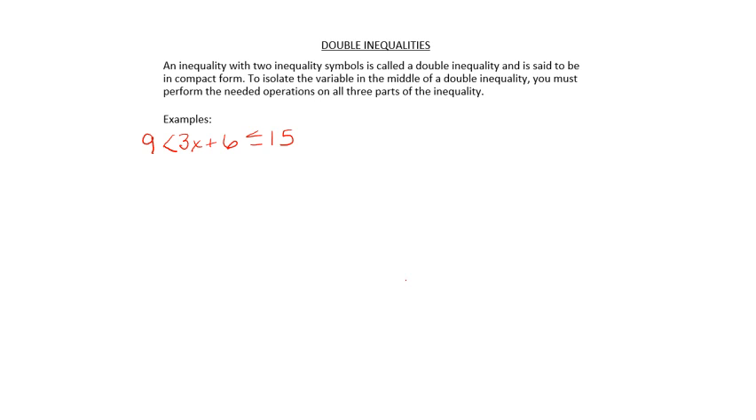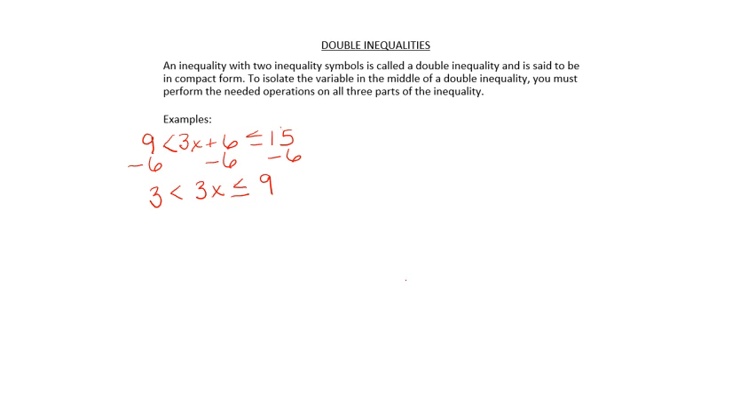Now the trick is to isolate the variable in the middle of a double inequality. You must perform the operations in all three parts. So if I subtract 6 to get rid of it, I've got to subtract 6 here and here. All right, and then I get 3x, the 6 is gone, is less than 15 minus 6, which is 9. That took me a second, guys. In my notes, I have 15 minus 6 is 5, so that's why I was like, that's not right.